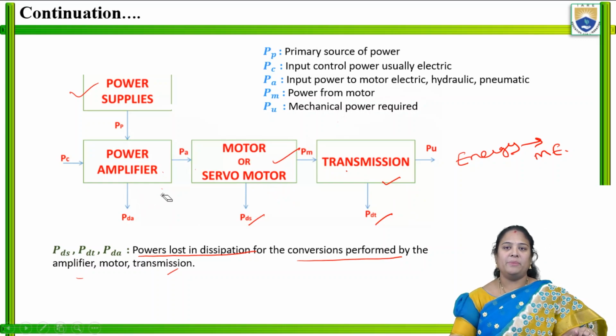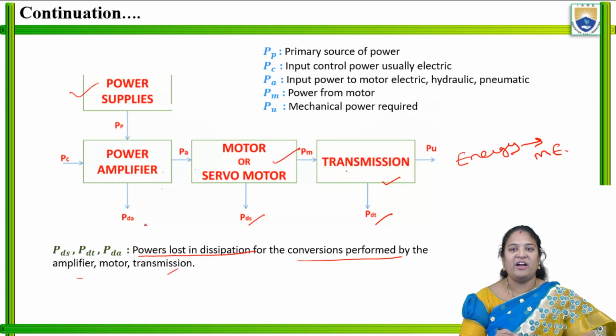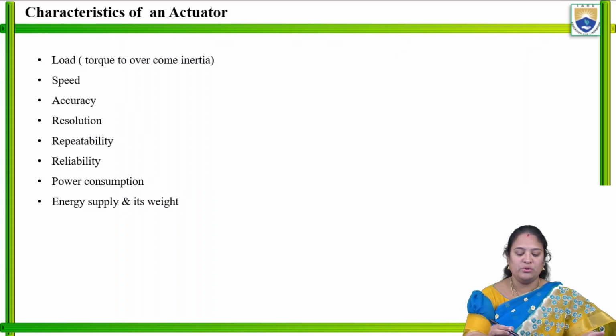So that are being termed as PDA, that is power being dissipated from the amplifier, power dissipated from the motor, and the power dissipated from the transmitter, right? So any particular actuator has certain characteristics, right? The actuator will be having certain characteristics based on which it will be working. So what are those characteristics and how are they used for the actuator?